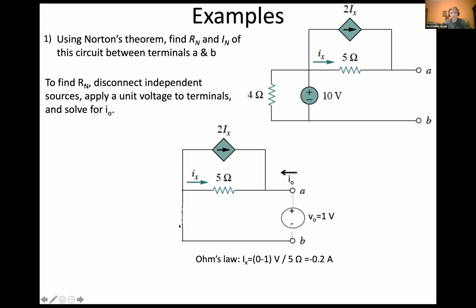Exactly. It's the same node as node B, right? This is ground. This is ground. So this is 0 volts minus 1 volt over 5. It gives you the current Ix. And then what you said, I think Omar, the KCL is 3Ix plus I0 equals 0, which means that I0 is equal to 0.6 of an amp, right? Because we just substituted negative 0.2 for Ix in this KCL equation.